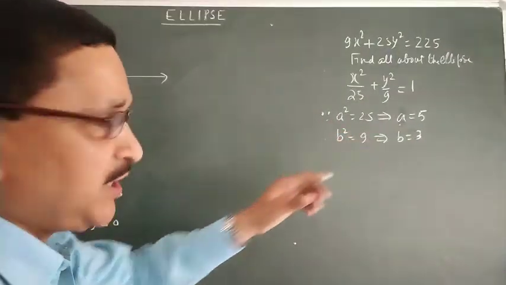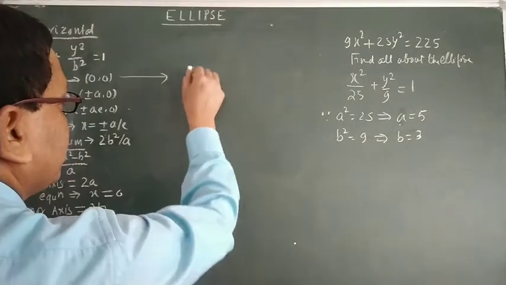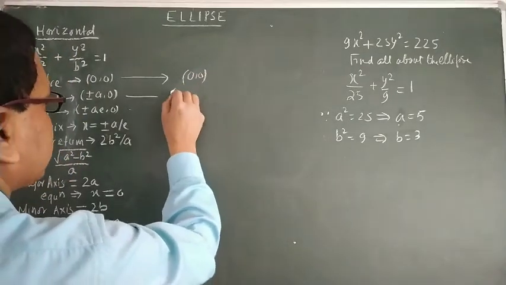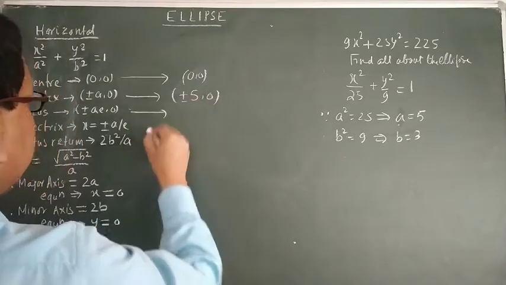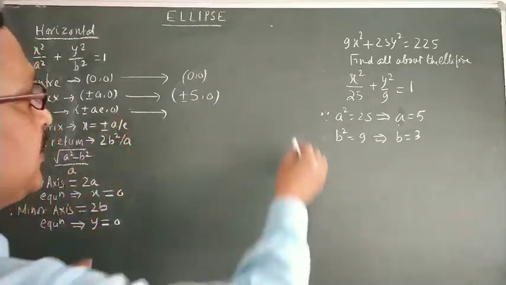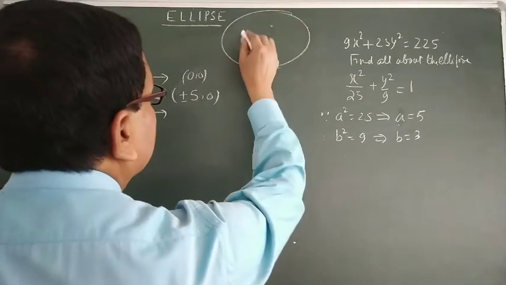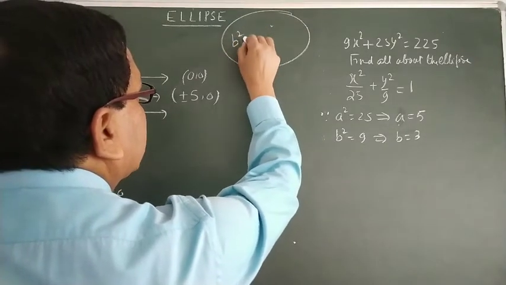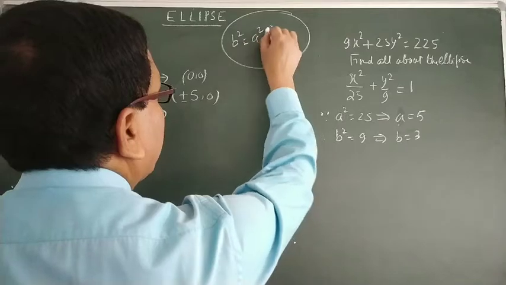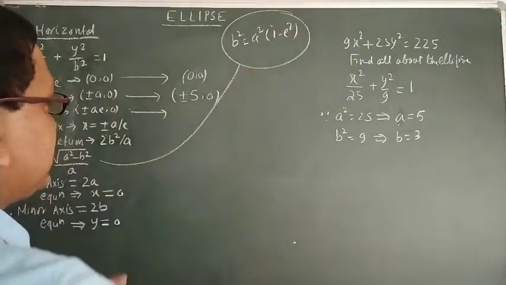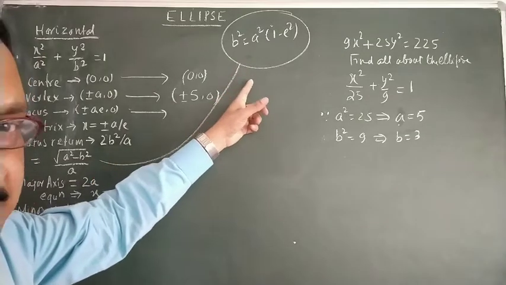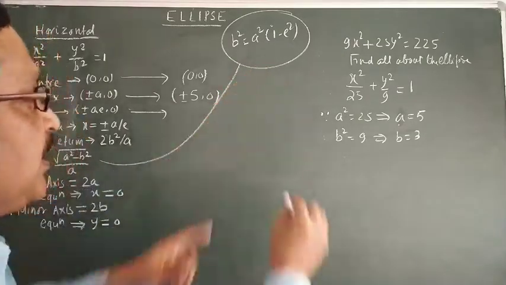The center of this ellipse will be 0, 0. The vertex will be plus minus 5, 0. Now we have to find the value of e. For both ellipse, b square is equal to a square into 1 minus e square. This comes from this. When this is simplified, we get this. So this is very useful.